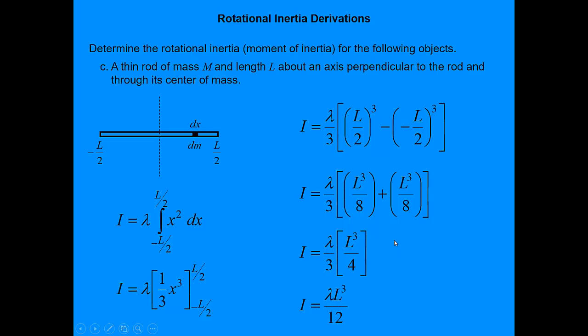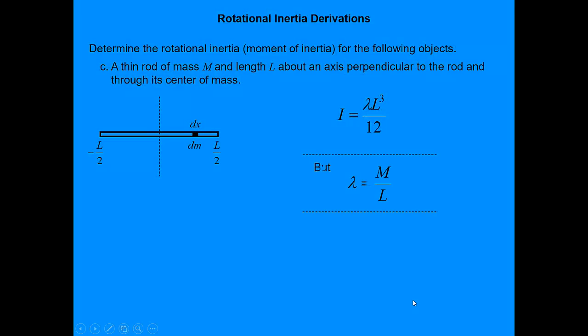Multiply it out, and we get lambda L cubed over 12. But this is not in terms of our basic variables, m and L. Right? This is in terms of L and the linear density. But we can substitute in for the linear density because we know that the linear density, because this is uniform, is m over L. So plug that in for lambda.